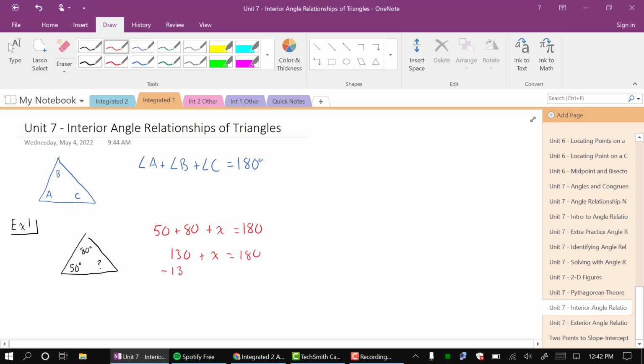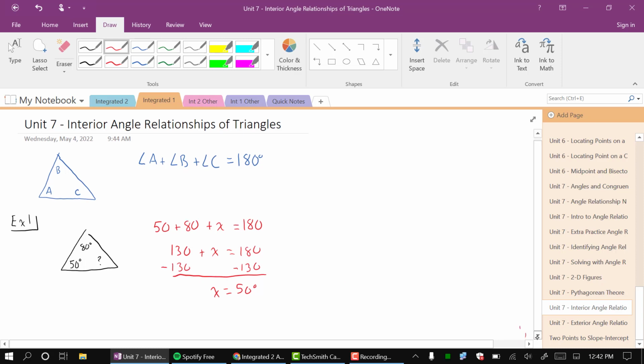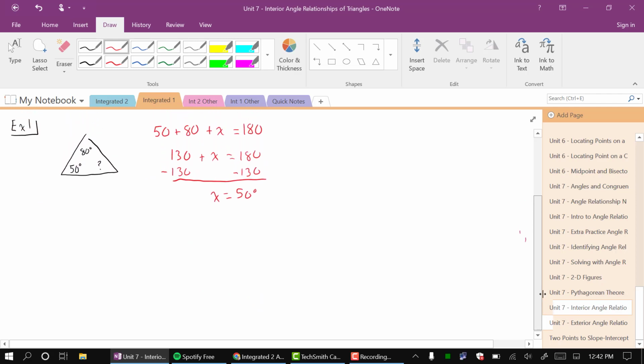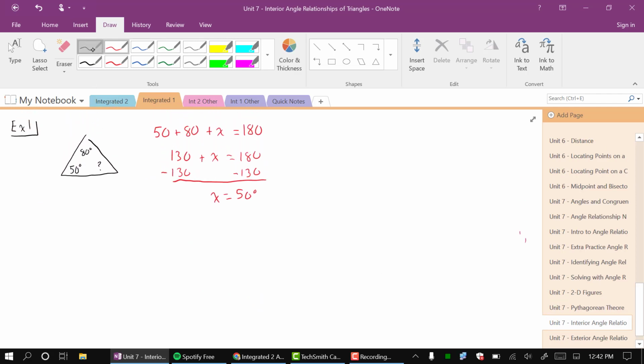Subtract 130 from both sides. I get x equals 50 degrees. So this missing angle right here is 50 degrees. And some of you might be like, yeah, that was really easy. Give us a more challenging problem. Okay, let's get into a more challenging problem. What happens if we have variables in there instead of just numbers?